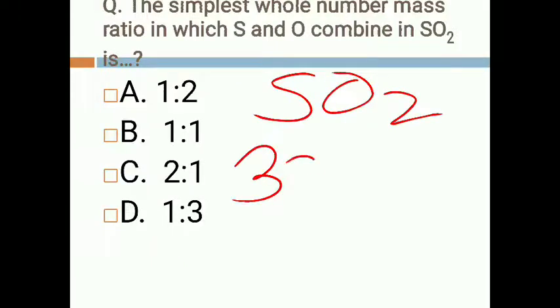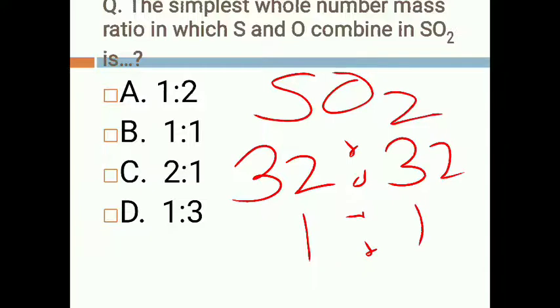Now one question: the simplest whole number mass ratio in which sulfur and oxygen combine in SO2. So we can find it. This is SO2. We know sulfur on the AMU scale is 32 and 2 oxygen is also 16 into 2, 32. So the answer is 1:1. So this B is the answer.